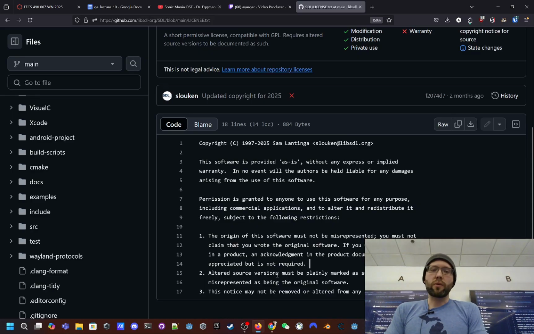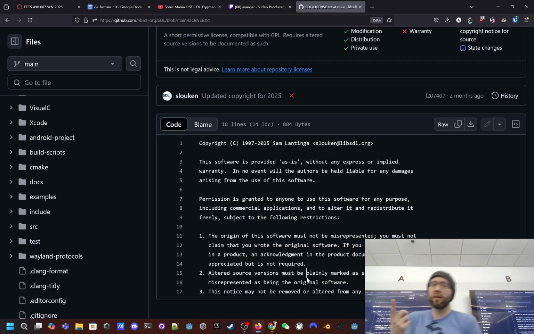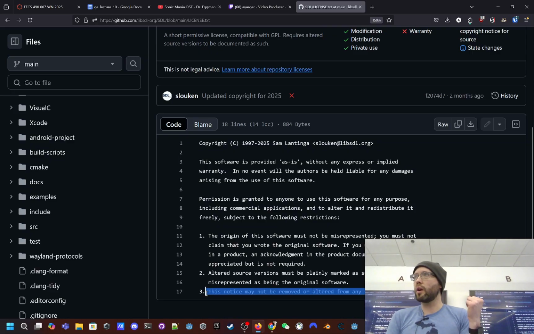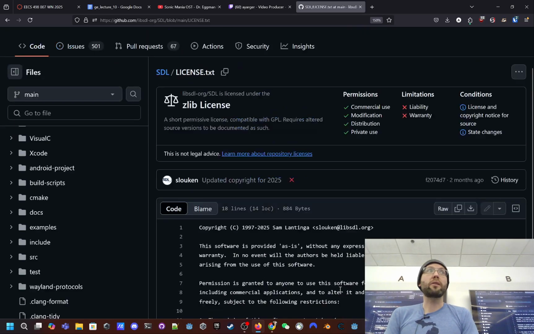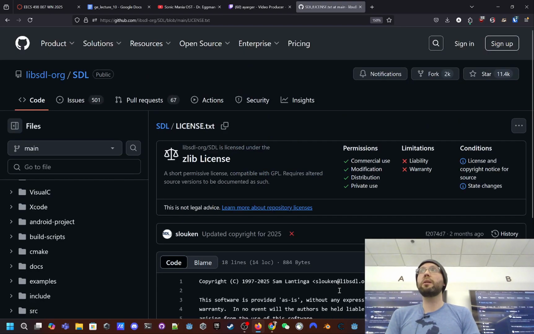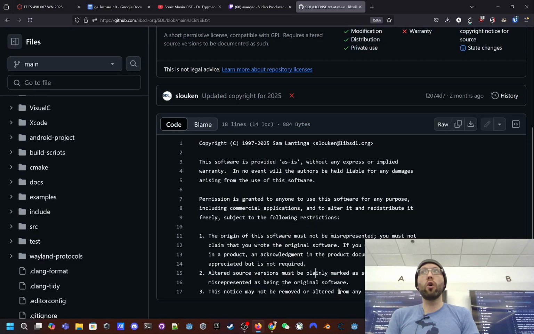Altered source versions must be plainly marked as such and must not be misrepresented as being the original software. So if you take this code and mess with it, you can't claim that I wrote it, because you wrote it, right? This notice may not be removed or altered from any source distribution. So if you bring down the source code for SDL, you have to keep this in there. You can't delete it, okay? That's it. That's pretty nice, isn't it? Is this public domain? No. But it's pretty close.